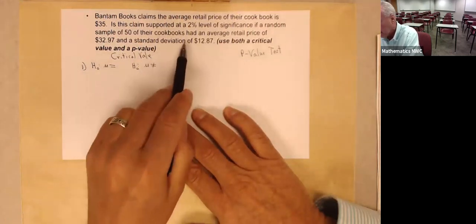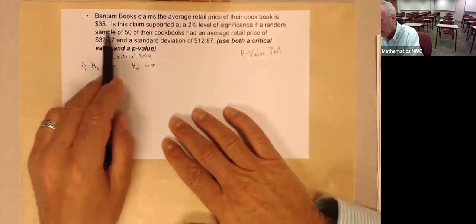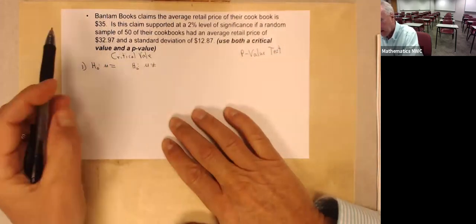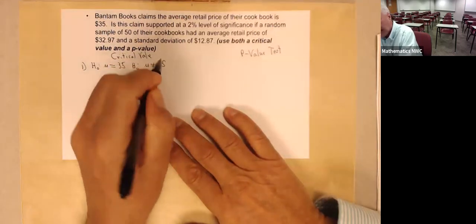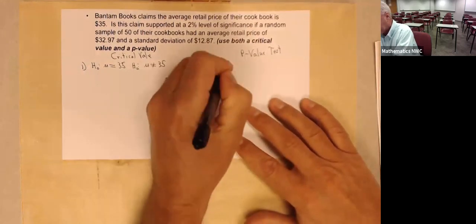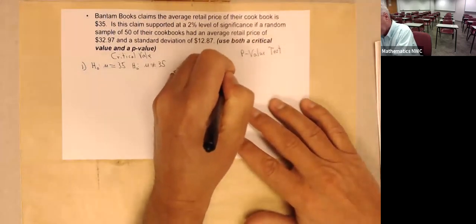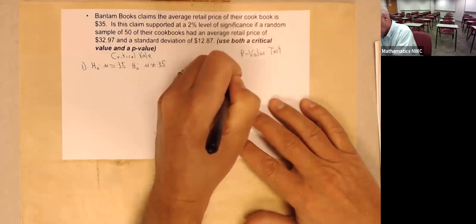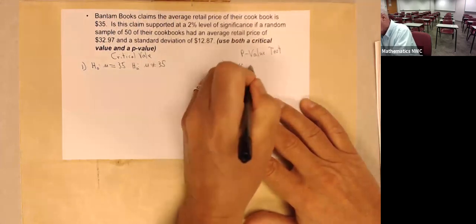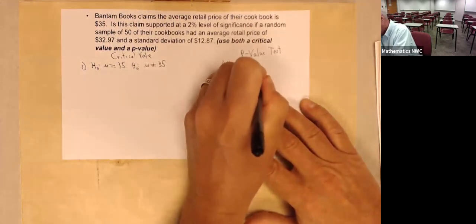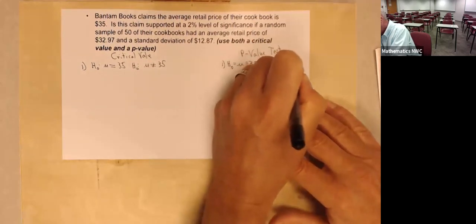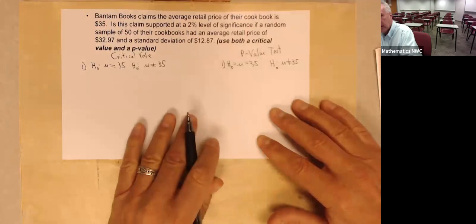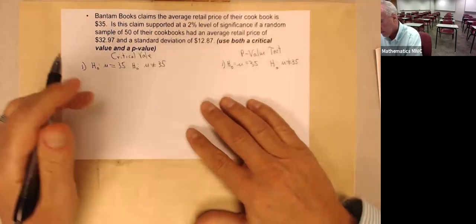But in this case, we're looking at, does it equal 35? Is it 35? So 35 is the mean number that we're looking at in both of those cases. It'll be exactly the same for the p-value test. The null would be the mean is equal to 35. The alternative would be that the mean does not equal 35. The same for both of them.